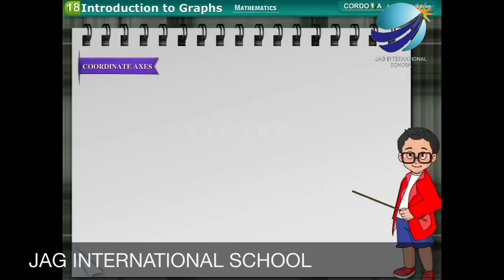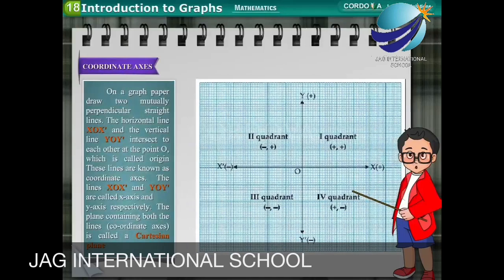Coordinate axes. On a graph paper, draw two mutually perpendicular straight lines. The horizontal line XOX' and the vertical line YOY' intersect each other at the point O, which is called the origin. These lines are known as coordinate axes. The lines XOX' and YOY' are called the x-axis and y-axis respectively. The plane containing both the coordinate axes is called a Cartesian plane.